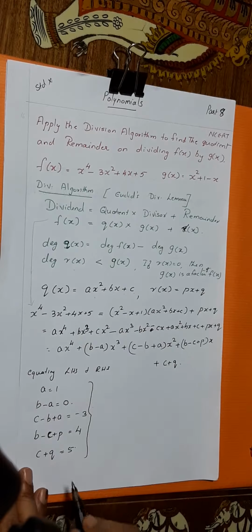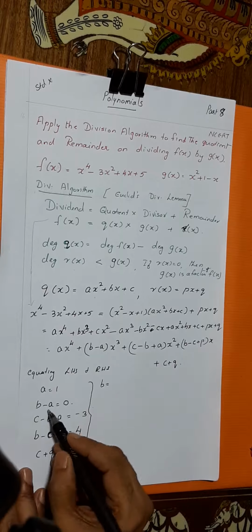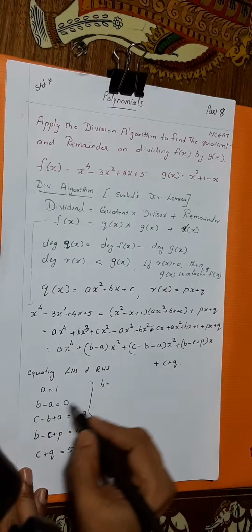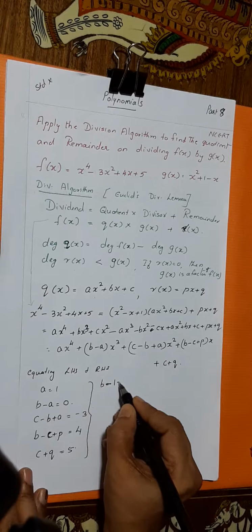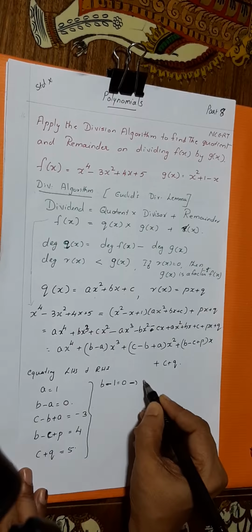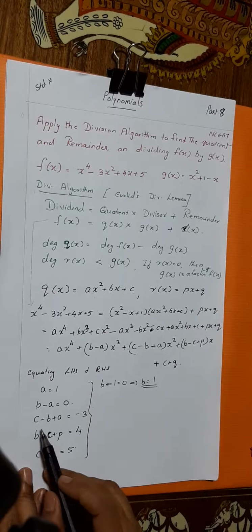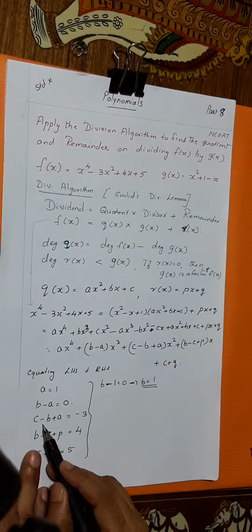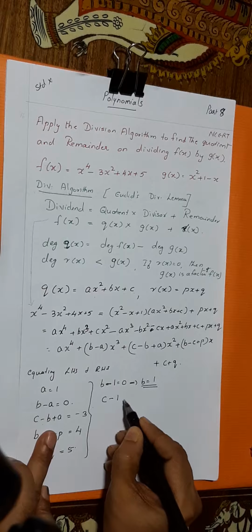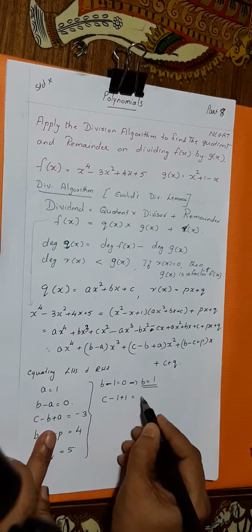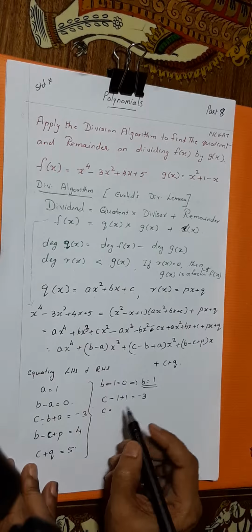So a is equal to 1. So from this we get b minus 1 equal to 0, from which you will get b is equal to 1. So a is equal to 1, b is equal to 1. Now from this, substitute this in this. So you will get c minus 1 plus 1 equal to minus 3. So you get c is equal to minus 3.